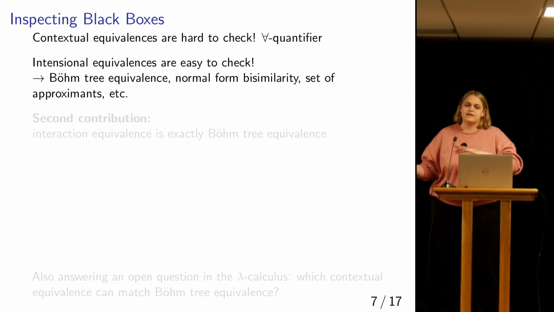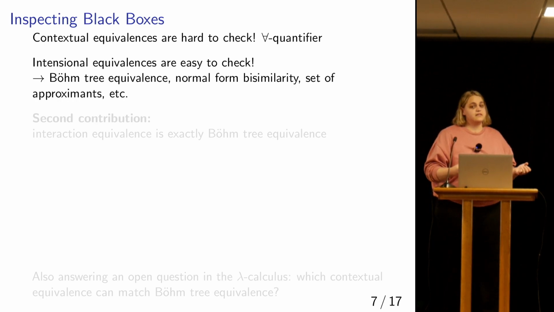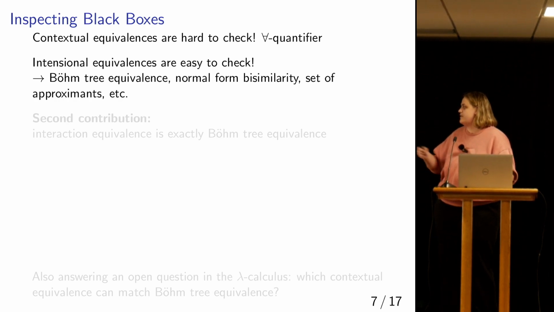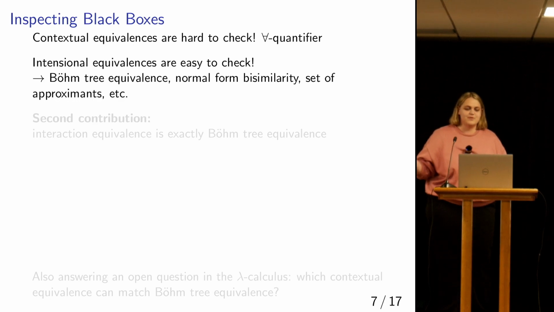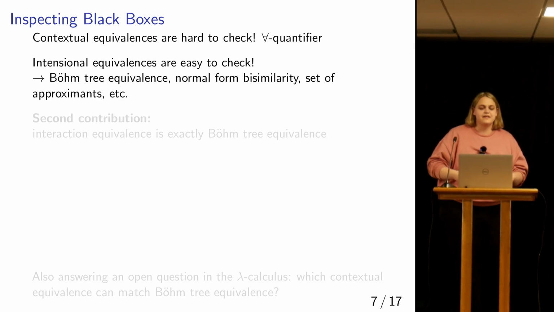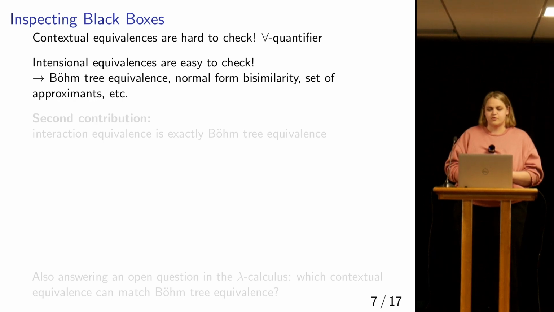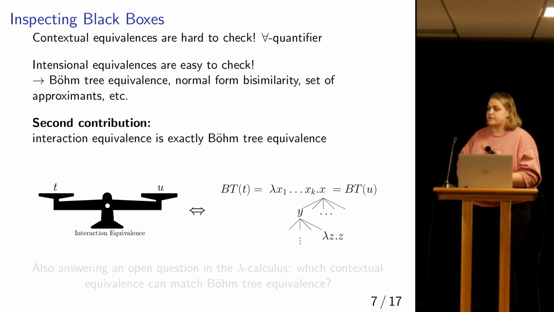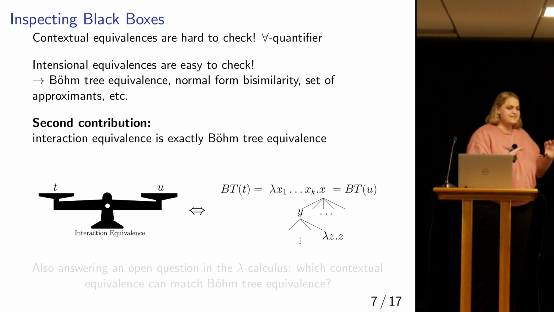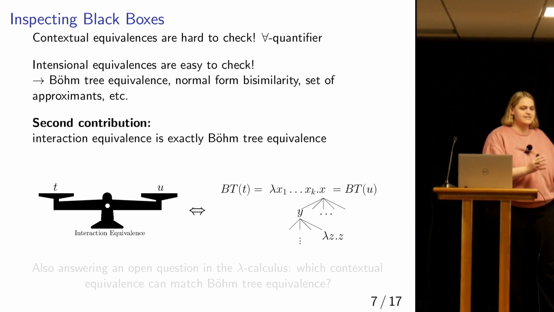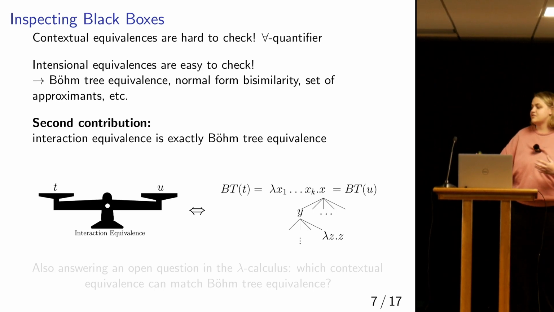On the other end, there are equivalences that are very easy to check, or easier to check, that are more intentional. So I gave, for example, here, Böhm-out equivalence, normal form by similarity, building the set of approximants of a program. But there are others. And so our second contribution is to be able to relate this black box principle, that is interaction equivalence, with actually an intentional equivalence, so Böhm-out equivalence.